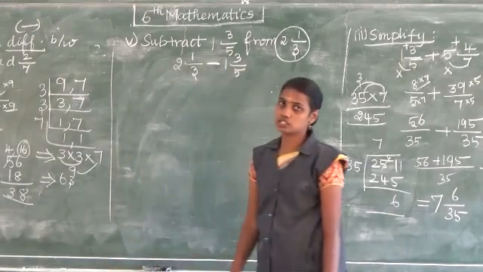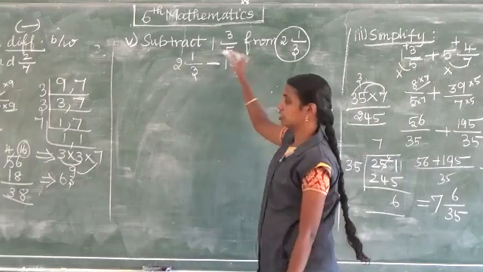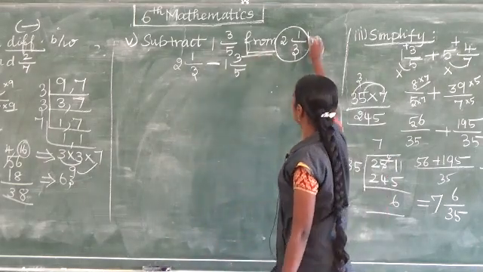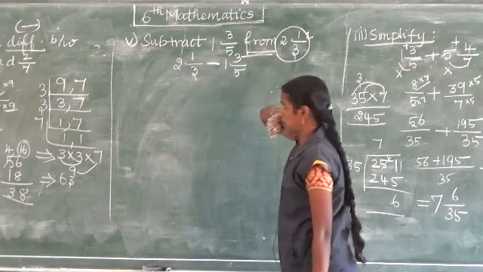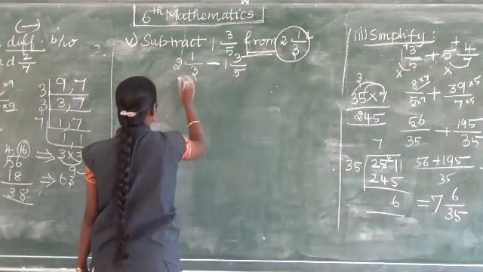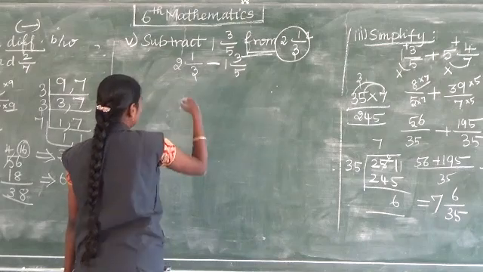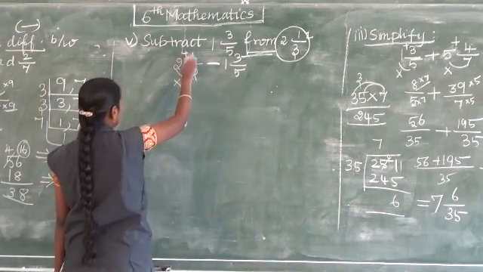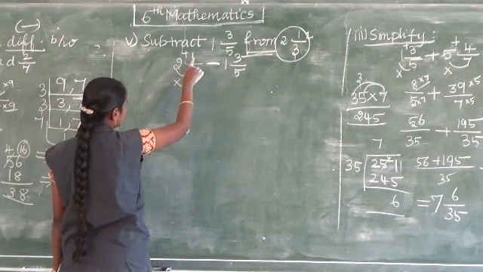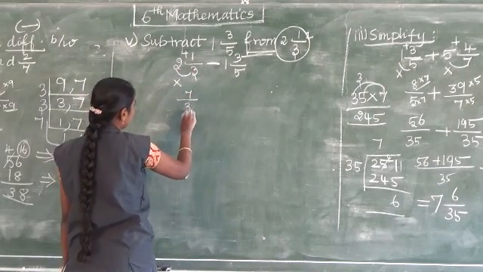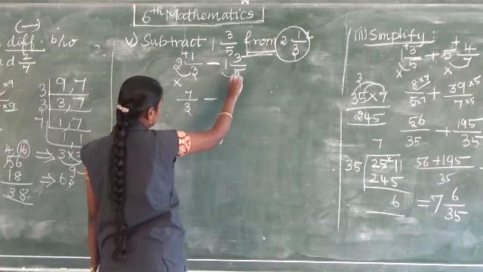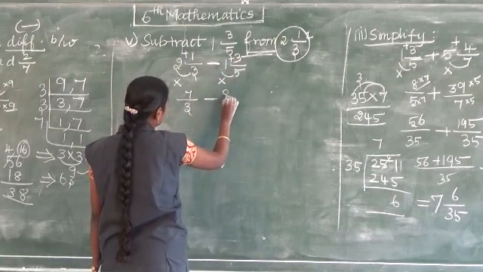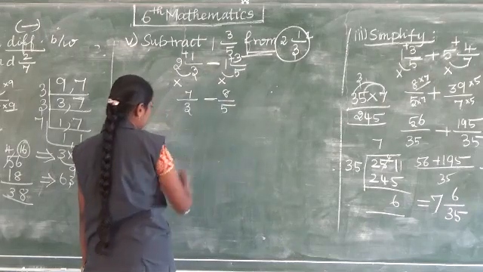Okay, this is our first step. If you do this wrongly, the total problem is wrong. Here the word "from" means the last one will be the first one. Now convert the mixed fractions to improper fractions. Multiply and add: 2 3s are 6, 6 plus 1, 7/3 minus. 5 ones are 5, 5 plus 3, 8/5.